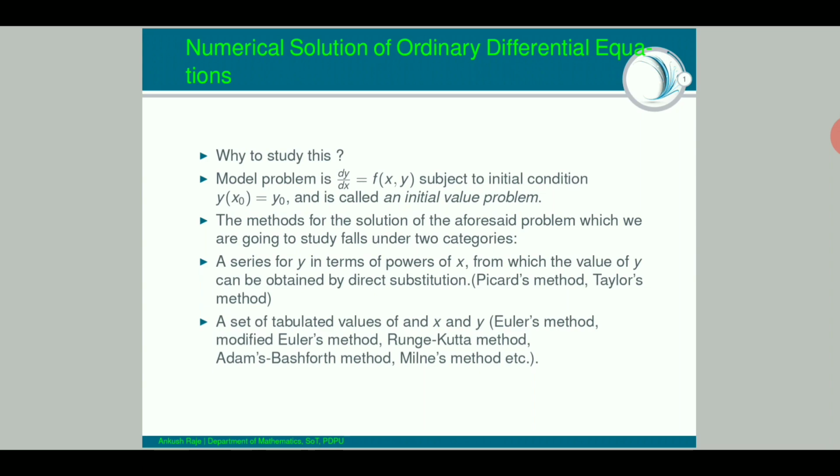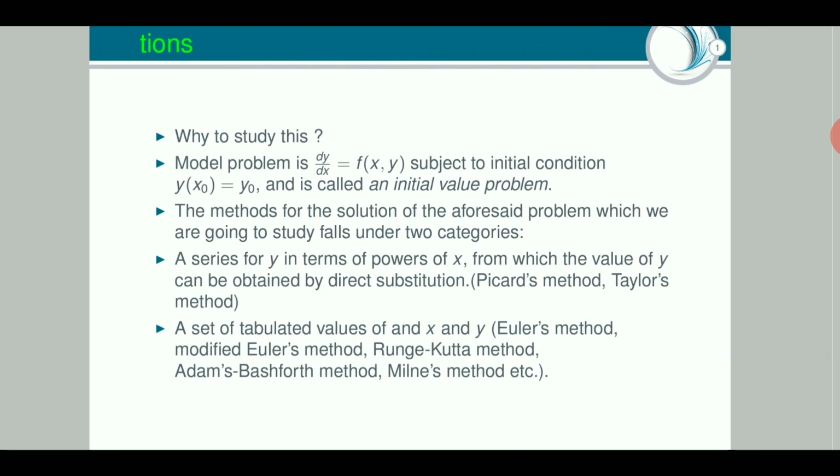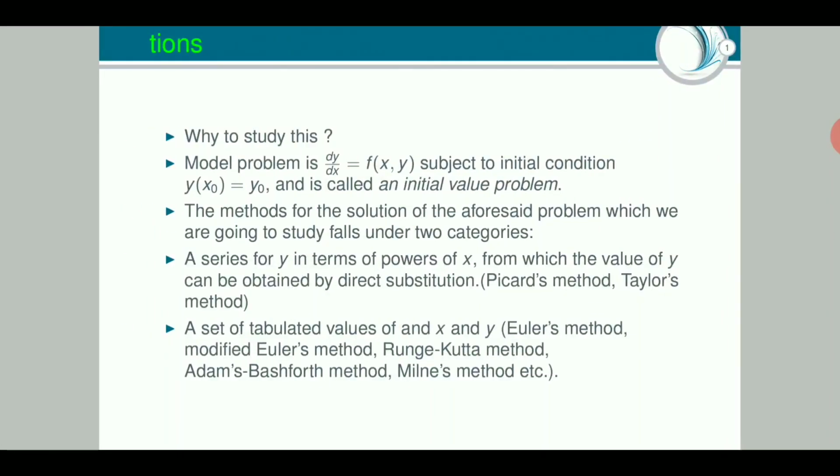Our purpose in the course of numerical and statistical methods is to solve ordinary differential equations using several numerical techniques. These techniques fall mainly under two categories. What is the first category? We find a series for y in terms of powers of x. Here we have seen Picard's method and Taylor's method. I hope you are thorough with these two methods.